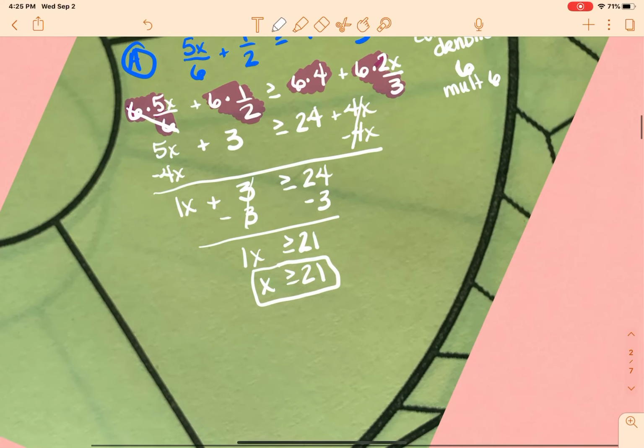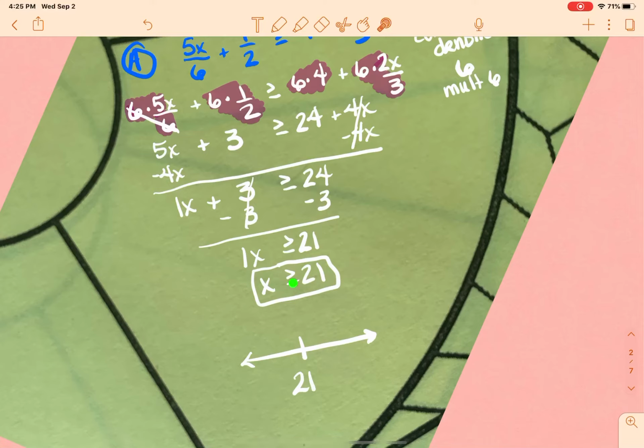So there's my inequality. So if we go back to talking about the graph, 21's the only number they care about. Because it's got an equal to with it, I have a filled in circle. And they want to know where the numbers are greater than or equal to 21, and that would be here. So that would go here.